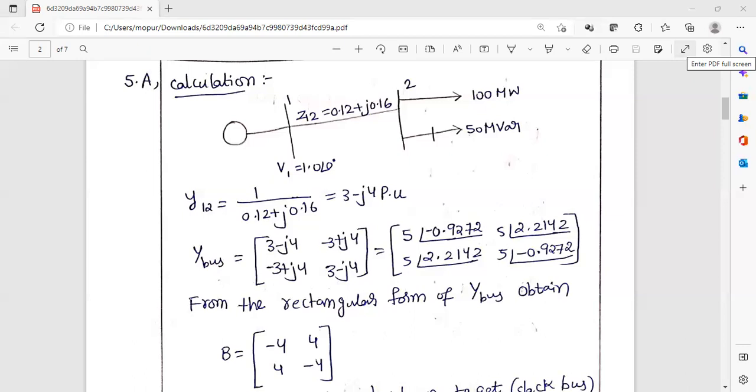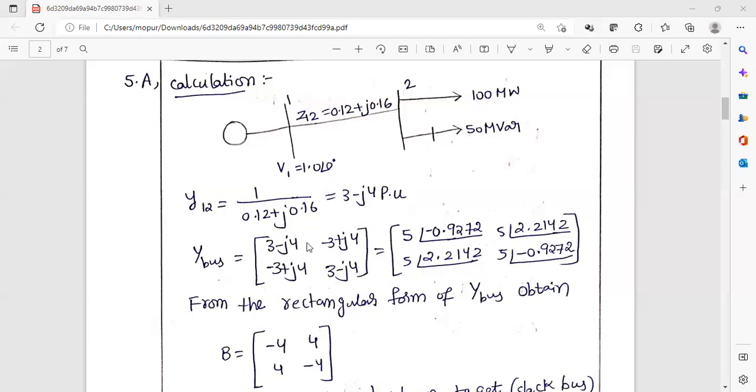The first problem will show you an example with only PQ buses. The second problem has a PQ bus as well as a PV bus. So in this problem, if you see, there are only two buses. The first bus is a slack bus and the second bus is a PQ bus.